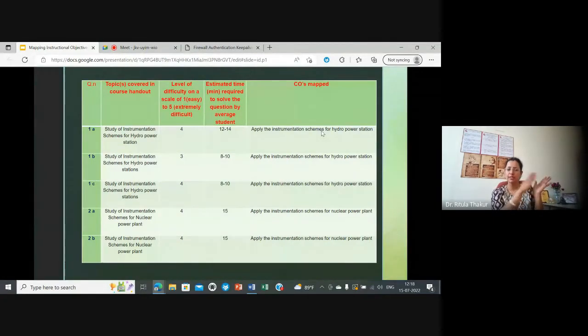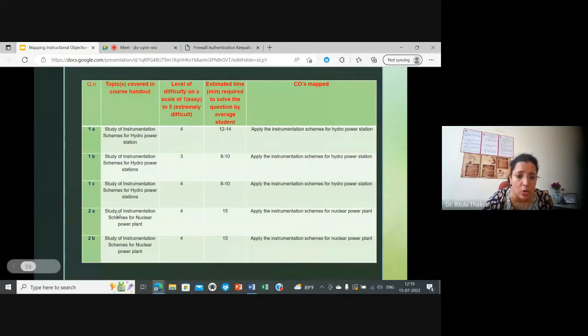From the learning outcomes, I have prepared my questions. So I know that this particular learning outcome comes from this particular CO. Accordingly, this particular part of the question, I'm able to map it with this particular CO. Similarly, this particular part, in fact, all these three are related to this particular CO.